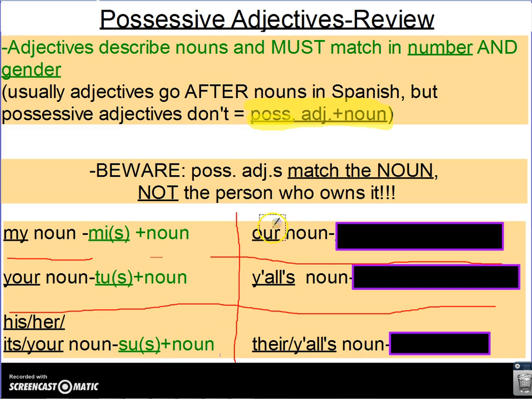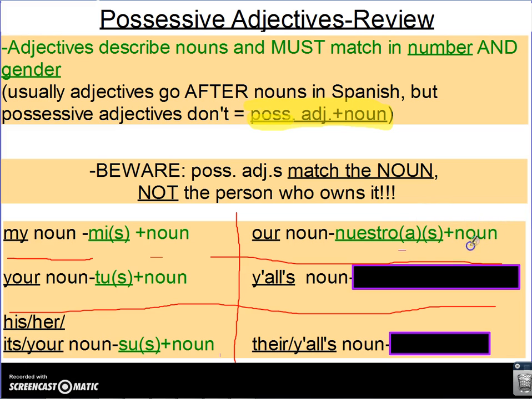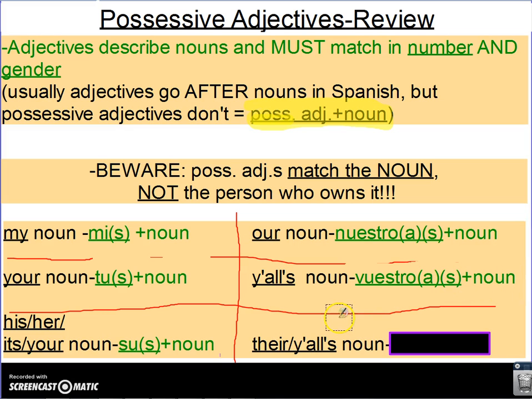If I want to say our book or our cat or whatever the case may be, this time there are 4 different forms because there's also a masculine or feminine. So nuestro or nuestra, nuestros or nuestras. And your guys's in Spain would be vuestro, and there are 4 forms of this one as well. And then if I'm not in Spain and I want to say your guys's or y'all's book or their book, su or sus plus the noun.